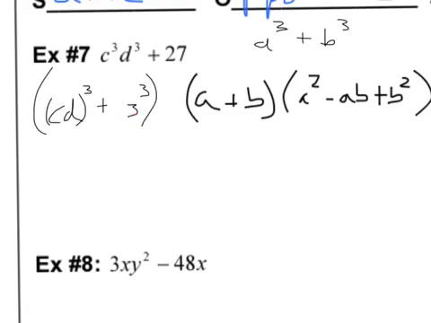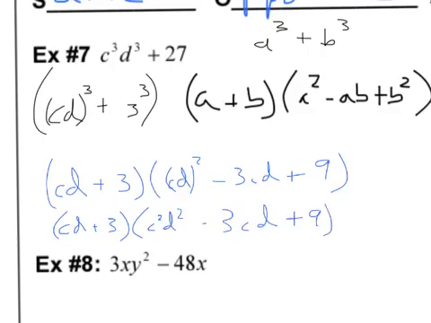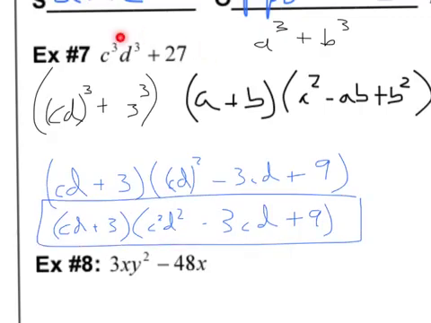So I just go and rewrite it. I'm going to write this as cd plus 3 in parentheses, and then I'm going to write cd squared minus a times b, which is cd times 3, so I'd write that as 3cd plus my b squared. Well, that's 3 squared, so that's just 9. I could simplify this a tad. I could say cd plus 3 times c squared d squared minus 3cd plus 9. That's it. That's as far as it'll factor. And so that is the factored form of this guy up here.